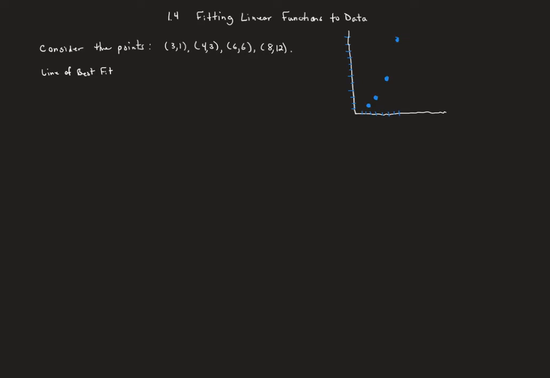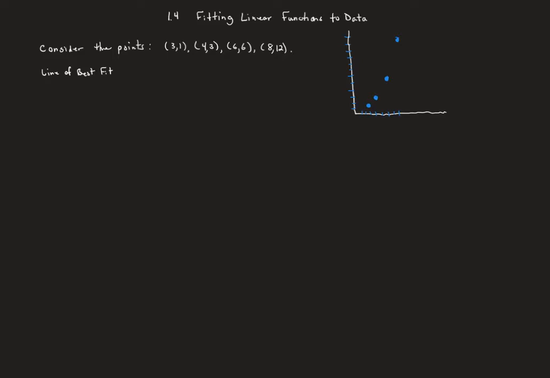We're going to talk about section 1.4 in your book, Fitting Linear Functions to Data. So I picked a few points here, (3, 1), (4, 3), (6, 6), (8, 12), and I just plotted them by hand. You can see them there on the screen, and the blue dots represent the data points. And what we're interested in, when you look at that data, you can say, well, it sort of looks like it falls along a straight line.